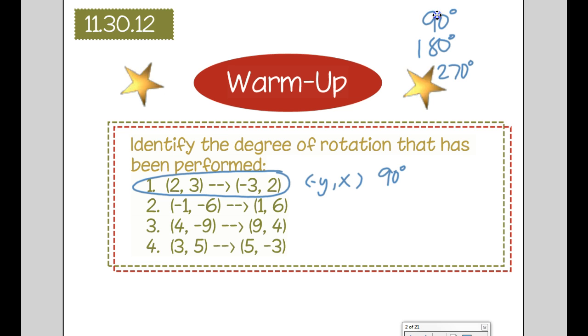Do number 2, 3, and 4, please. What? You want my help? Okay. No, you don't even need help. You just look at the board and you look and see what happened to the numbers.